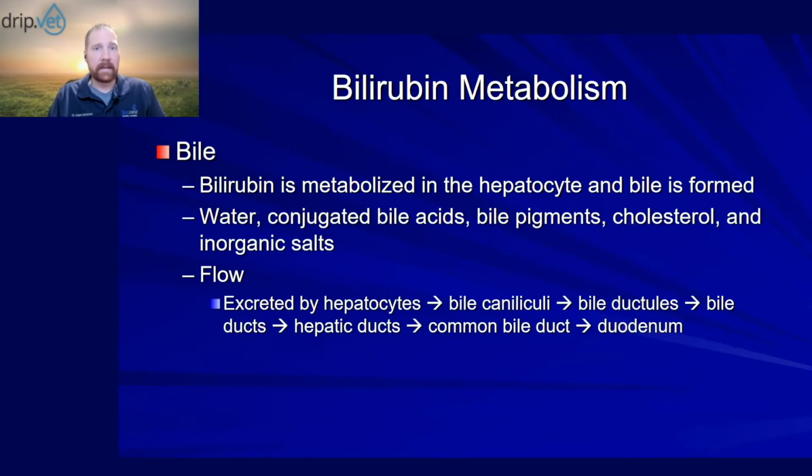The bilirubin then gets metabolized in the hepatocyte, and eventually bile is going to be formed. Bile is essentially just a combination of water, conjugated bile acids, bile pigments, cholesterol, and some inorganic salts. And it's going to flow from the hepatocytes through the bile canaliculi into the bile ductules, and then the bile ducts, and then eventually the hepatic ducts, and then into the duodenum. So basically, it's just going to make its way from the hepatocytes into the duodenum.